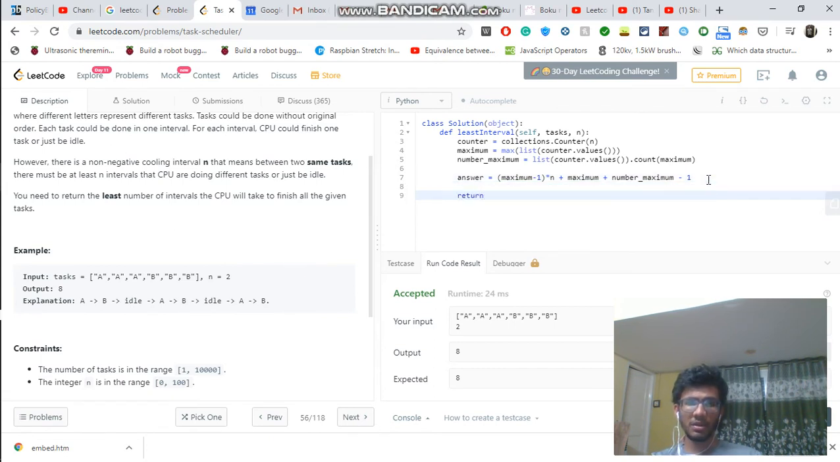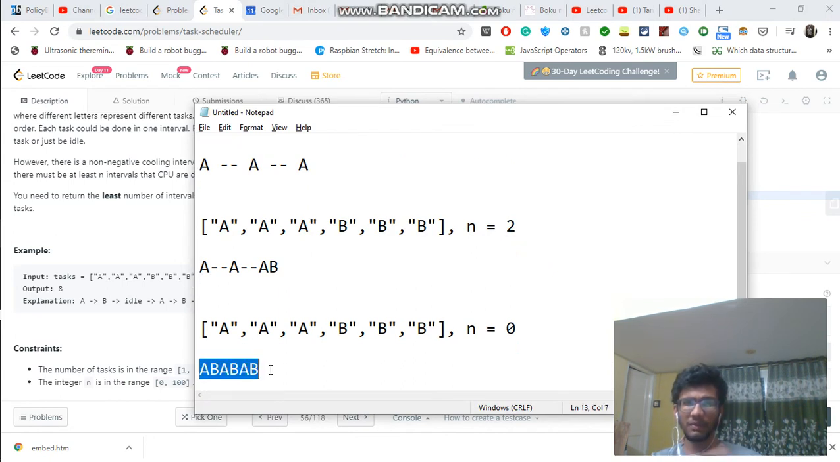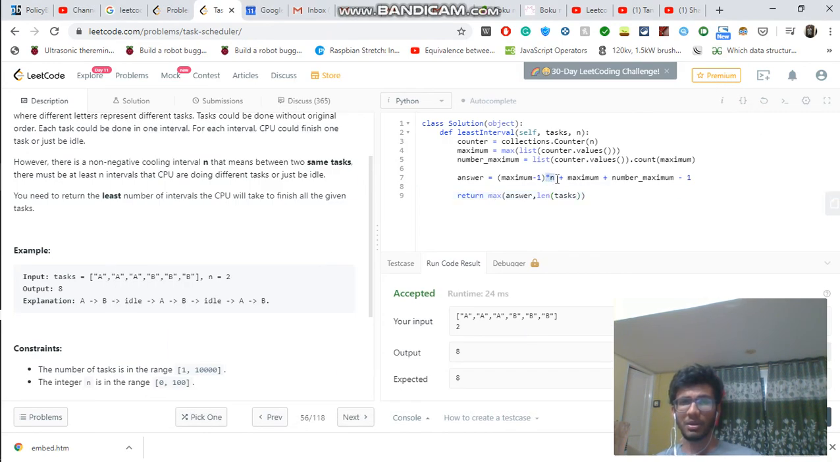So we will have to return the max of answer or length of tasks, because this can also be a scenario in which we will not have a proper answer, for example when n is equal to 0. If we multiply n with 0, we will not get an appropriate answer. Therefore, the max of answer and length of tasks. I think this should work.